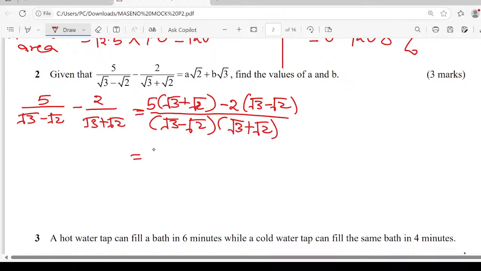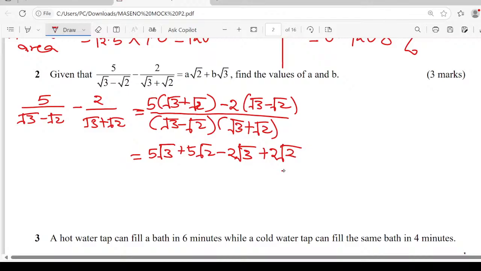Let me open the brackets of my numerator. 5 times root 3, I'm going to get here 5 root 3. Then plus 5 times root 2, I'm going to get here 5 root 2. Follow keenly, learners. A very, very common question. Then negative 2 times root 3, I'm going to get negative 2 root 3. Then negative 2 times negative root 2, it will be now positive 2 root 2.